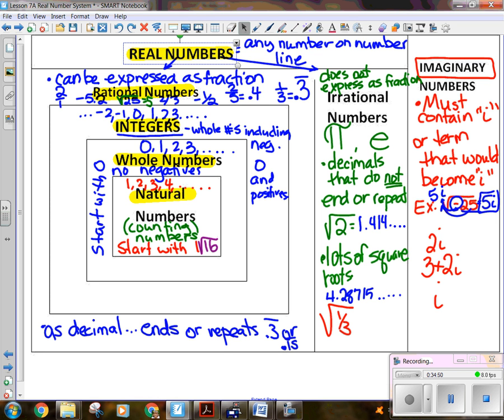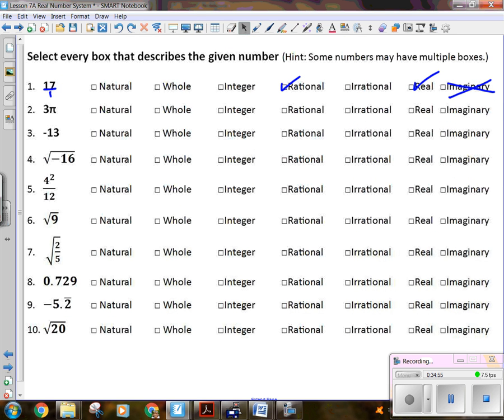If I do the right thing, I should actually check mark 5 boxes when I do 17. It's rational, it's an integer, it's a whole number, it's natural. 1, 2, 3, 4, 5. And of course, it's not imaginary. We were crossing that out. I should do 5 different check boxes because you go up the ladder on the real side.